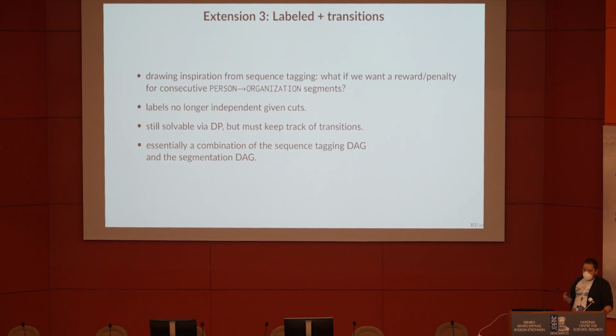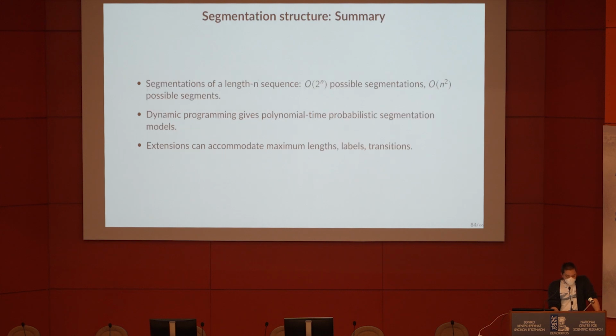There is a bit of a more complicated extension where you can have labels for every segment, but you also want to score transitions between consecutive labels. So this would be a combination of the DAG that we had for Viterbi and the DAG that we have for segmentation. It's an interesting exercise. We're not gonna do it today.